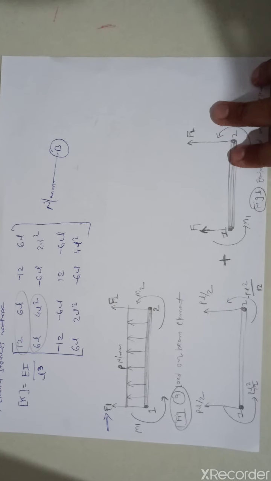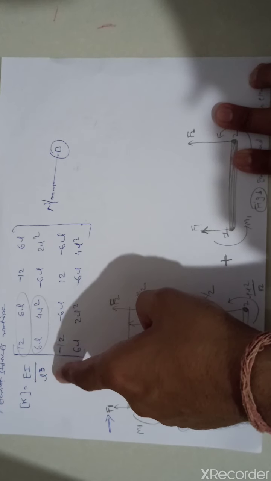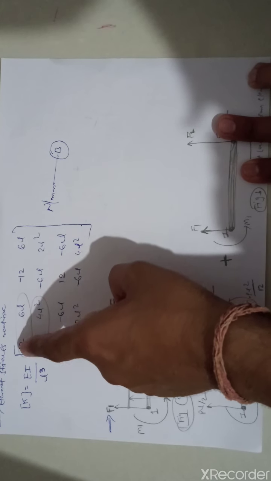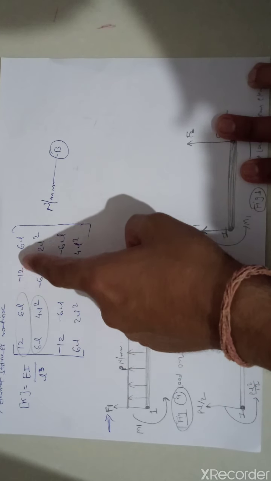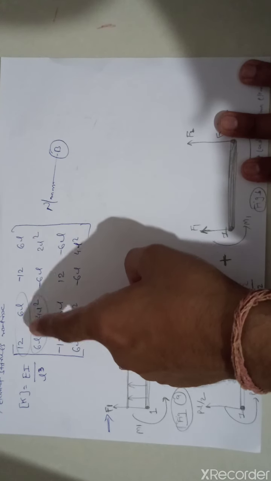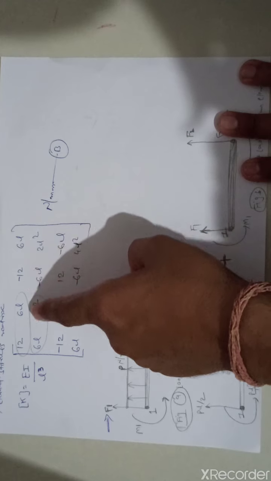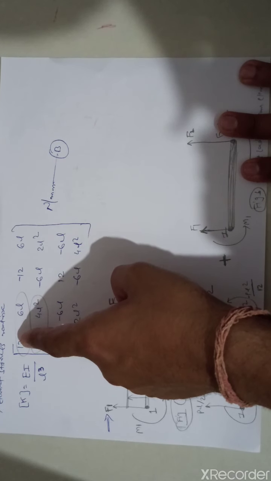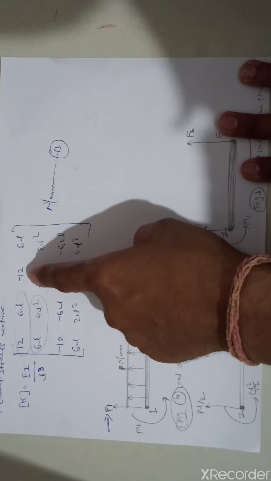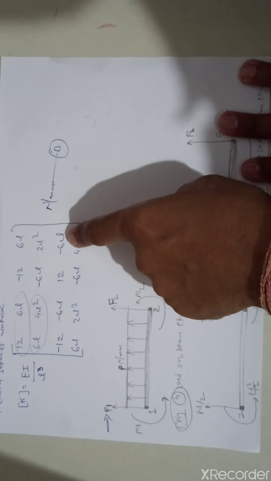Now if we write the element stiffness matrix, it is given by EI divided by L cube into the matrix: 12, 6L, then write the opposite of this 12 and 6L, so minus 12, 6L. The second row is 6L, 4L square, then write the opposite: 6L becomes minus 6L and 4L square becomes 2L square. Now write the opposite of row 1, so minus 12, minus 6L, and the minus 12 becomes positive 12 and minus 6L.